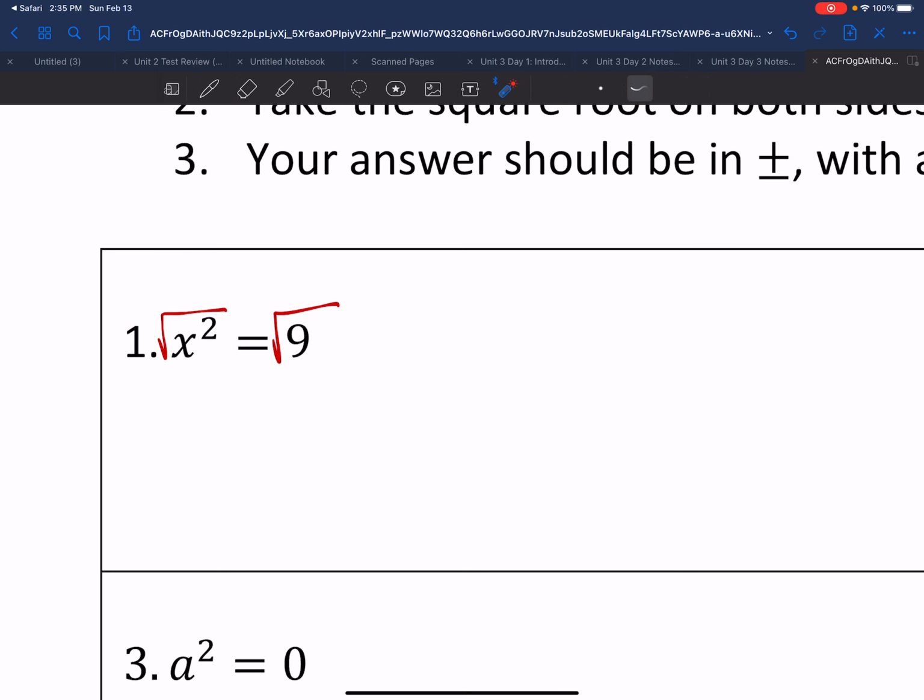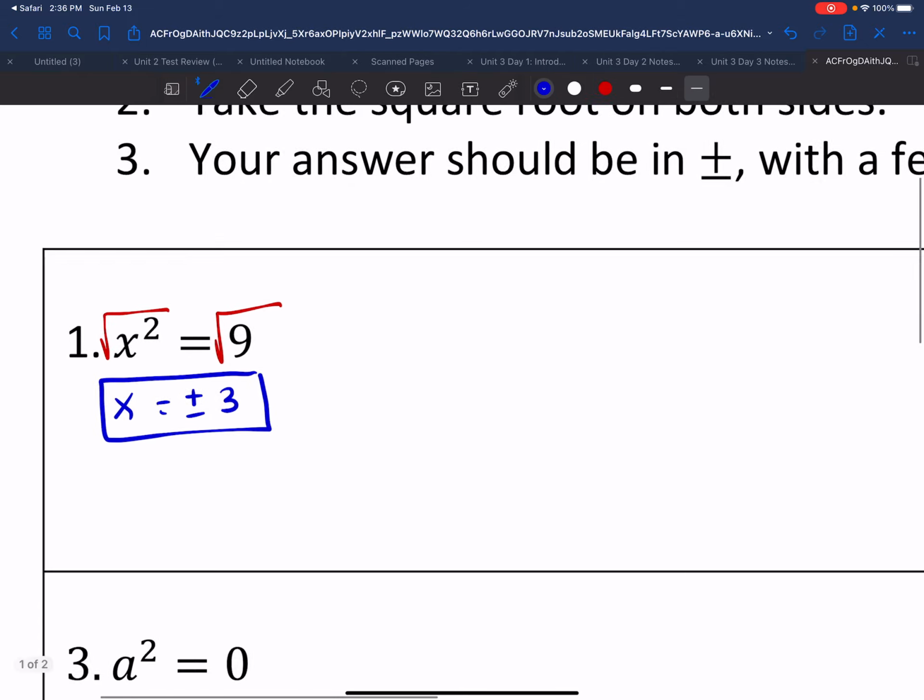So you take the square root on both sides. The square root of x squared is just simply x. And then the square root of 9 is not just 3, it's plus or minus 3. And that is my answer. Do not forget the plus or minus, because there are two answers, not just one. Do not make that mistake, okay?